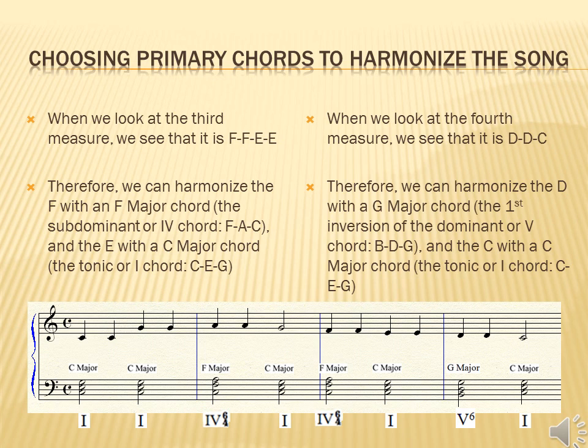When we look at the fourth measure, we see that it is D, D, C. Therefore, we can harmonize the D with the G major chord, the first inversion of the dominant or 5 chord, B, D, G. And the C with the C major chord, the tonic or 1 chord, C, E, G. And it sounds like this.